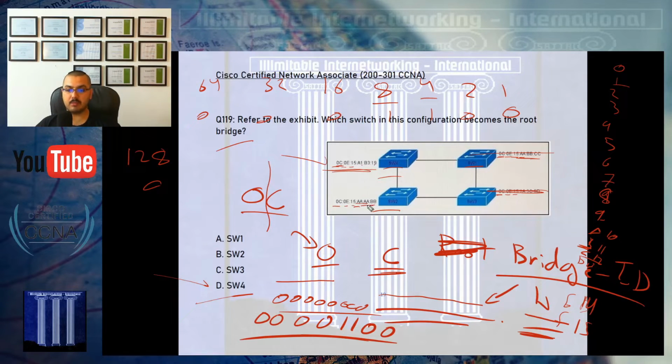And B3 is a bit bigger than AA, because AA stands for double A's, okay? No, it will be even smaller, see? So AA stands for double A's, makes it 20, and B3 is B11 plus 3, 14. So this one is definitely smaller. So switch 4 will win, okay? I hope that was clear for you.